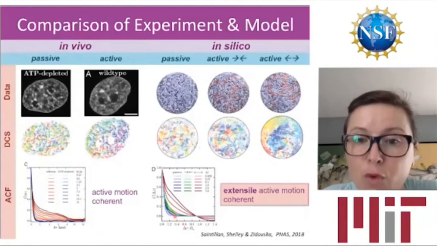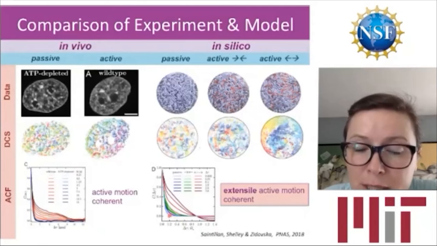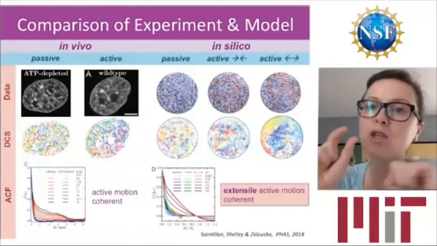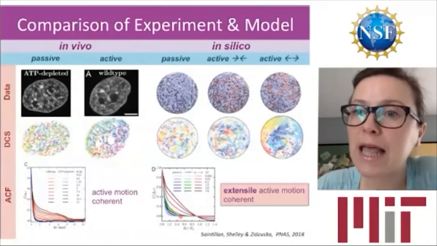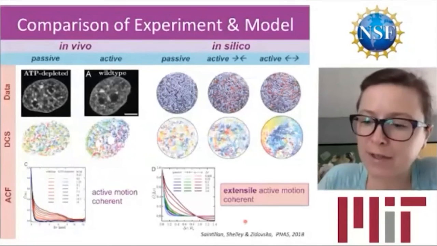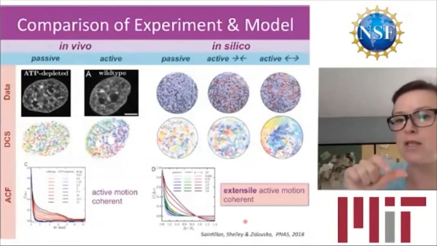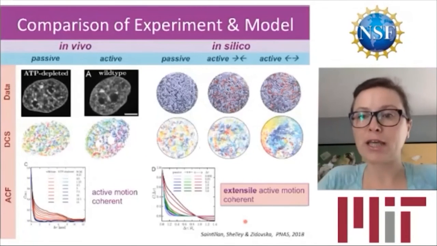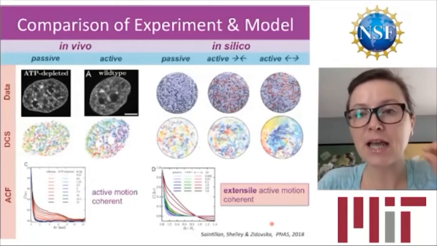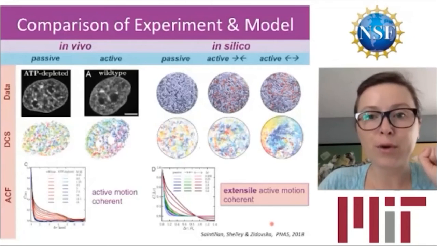For the contractile case, you see that we have a small non-zero correlation length that corresponds to the size of one Stokeslet. That's kind of right. Every one of those dipoles will have its very own flow around it. So this is what it measures, but it does not increase with time. This shows that it is the extensile activity that is needed for generating coherent motion.